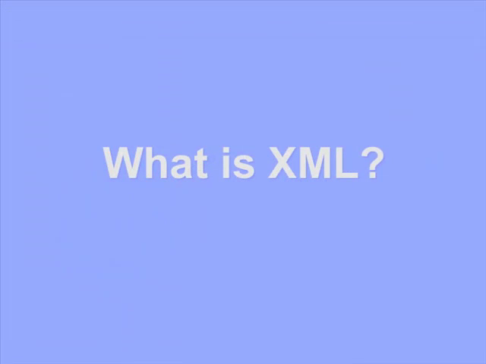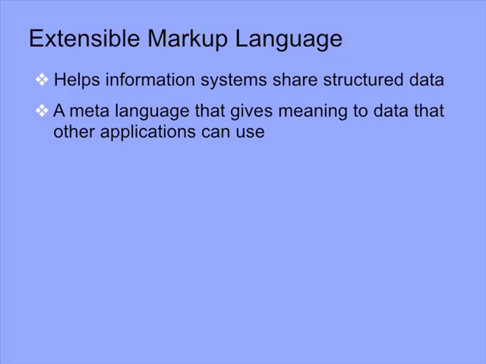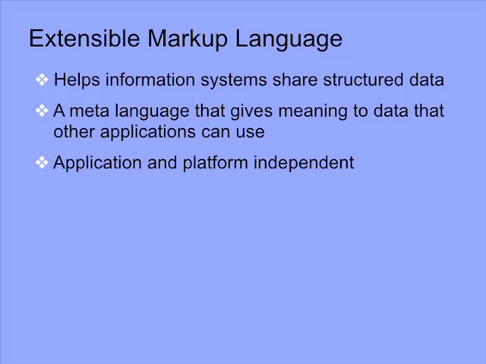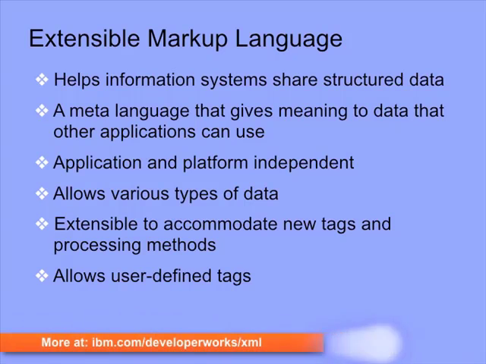So what is XML? Extensible markup language helps information systems share structured data. While HTML tells browsers how to present information for human use, XML is a meta-language, giving meaning to data that other applications can use. In short, information about other information. It is application and platform independent. It's flexible for use with structured, unstructured, and semi-structured data. It's extensible, meaning that new tags, ordering, and processing methods can be created. And it allows users to define their own tags.